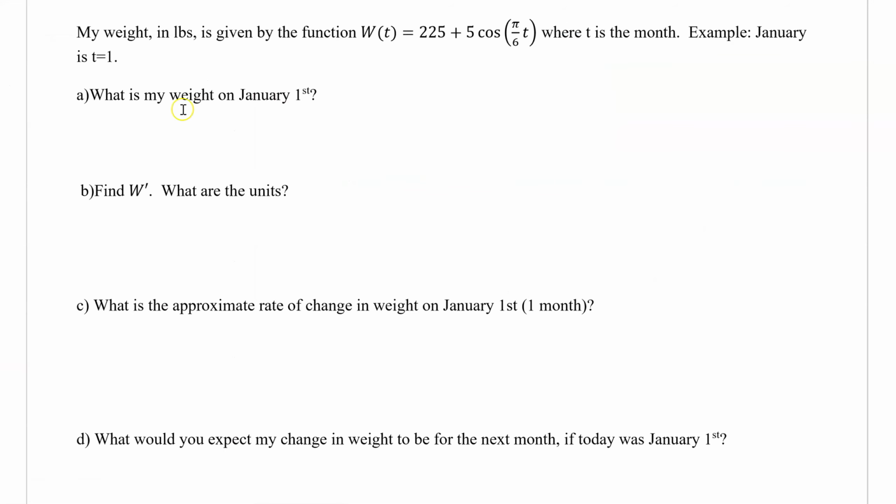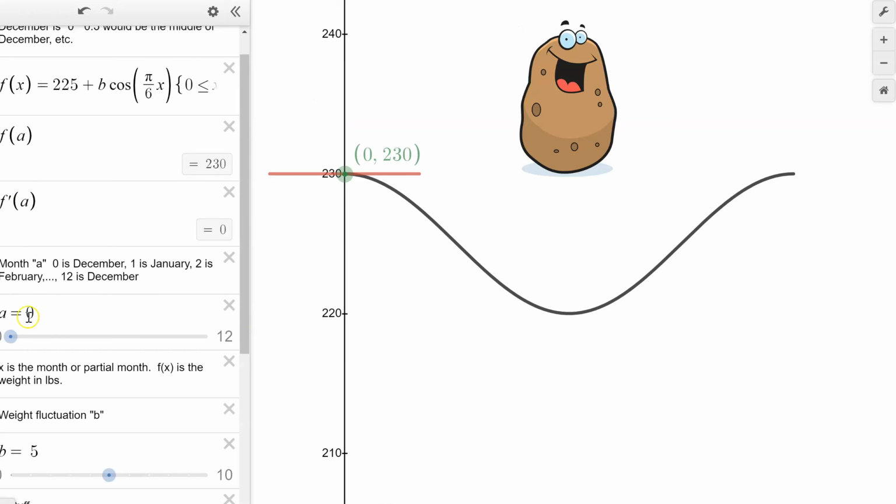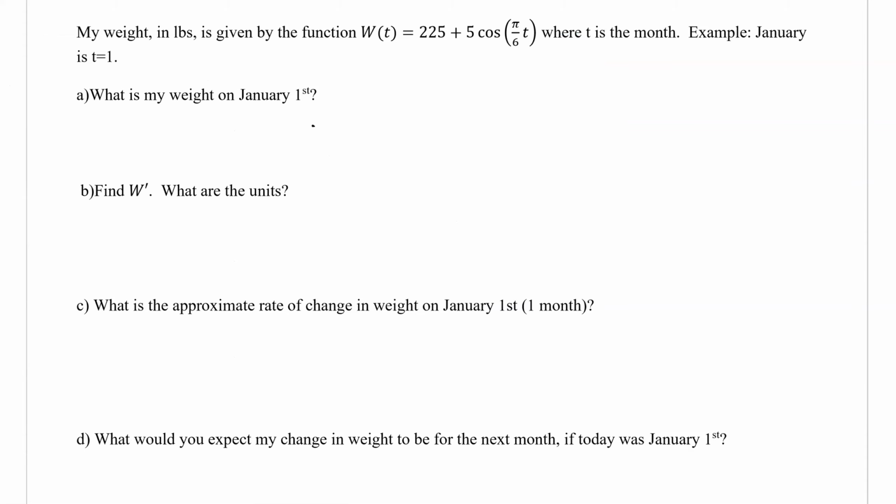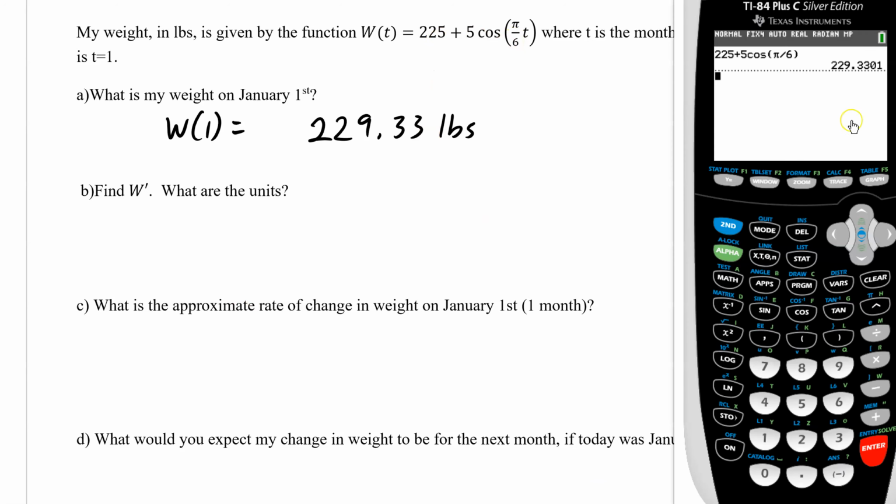So what is my weight on January 1st? If we move this to January 1st, that's 1 for January, and December is 12. It's 229.33 pounds. I can also just plug that in there. That's really just W of 1. If I plug 1 into that function, you can see I get 229.33 pounds.